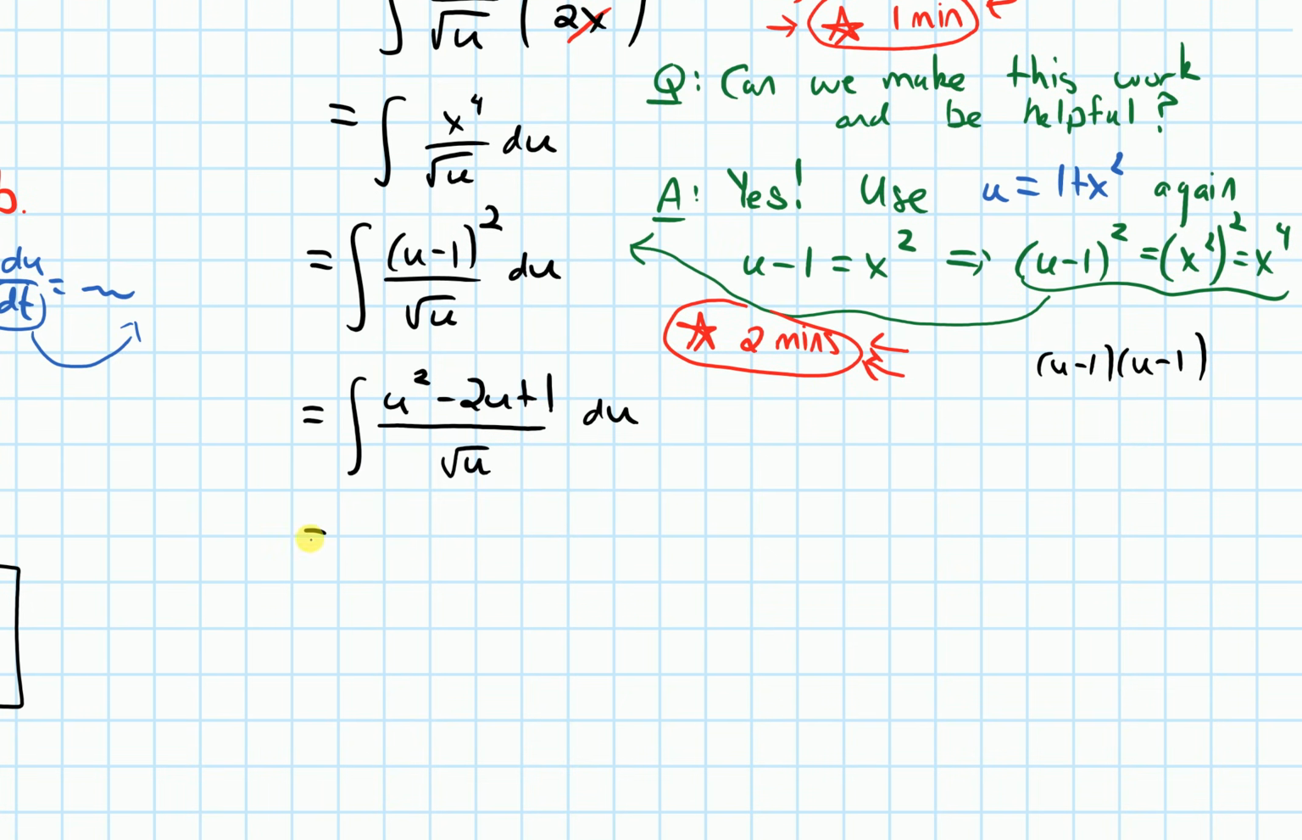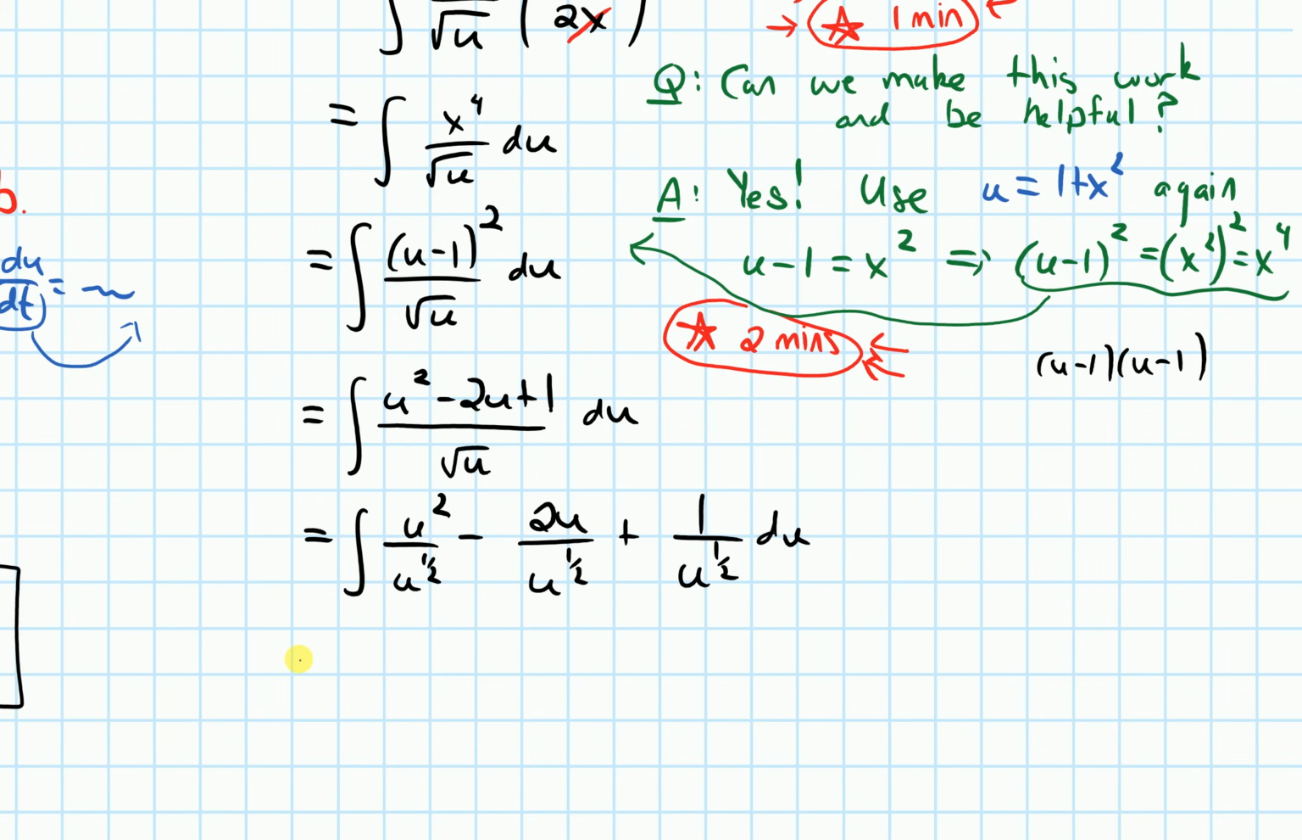This is going to be the integral of u squared over root u, minus 2u over root u, and actually it's going to be more helpful if I rewrite the square root of u as u to the 1/2. So u to the 1/2, same thing here, u to the 1/2. And then with the last one, I get plus 1 over u to the 1/2 du.